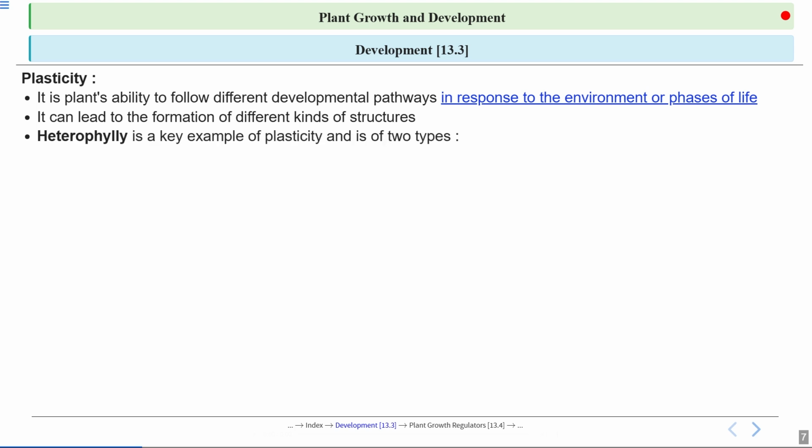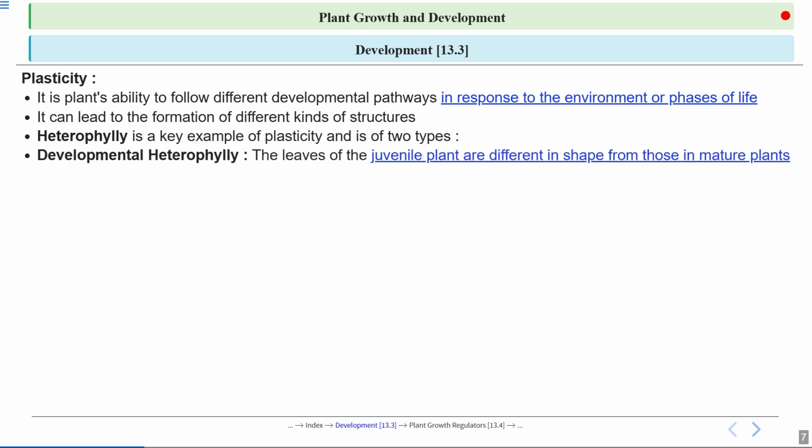Now, heterophily. Let us understand plasticity with this particular example. Heterophily means two types of leaves. Developmental heterophily: the leaves of the juvenile plant, when the plant is very small, are very different from those of the same plant when it matures. The mature plant has a different form of leaf, whereas the same plant at the juvenile stage has another form of leaf. That is why it is called developmental heterophily, right?